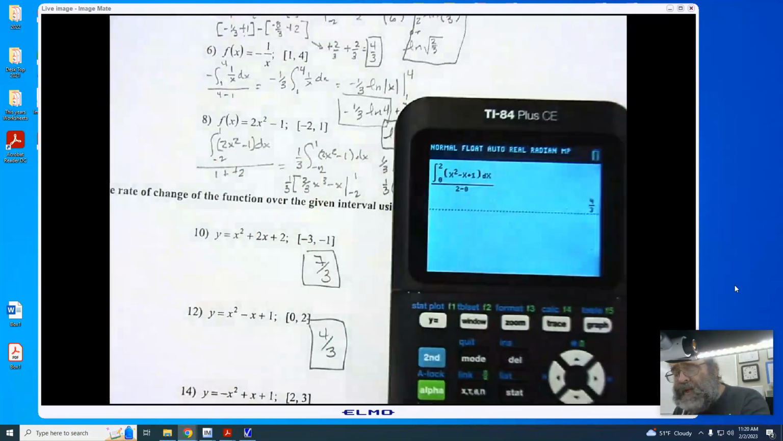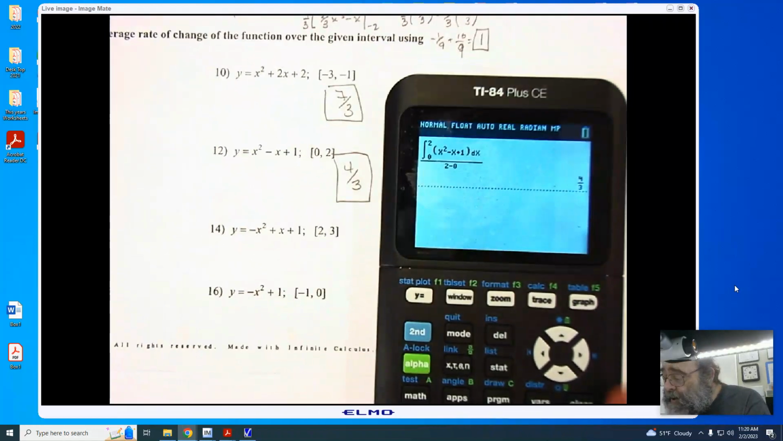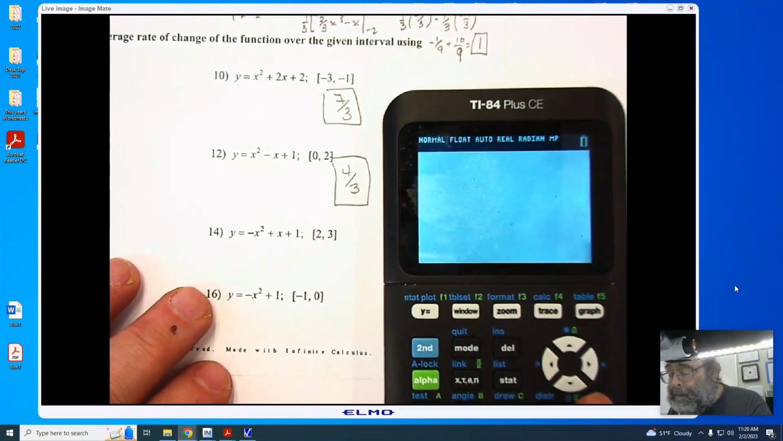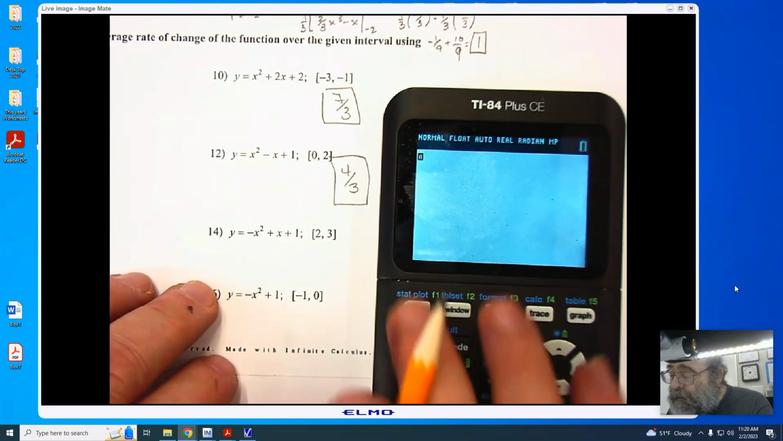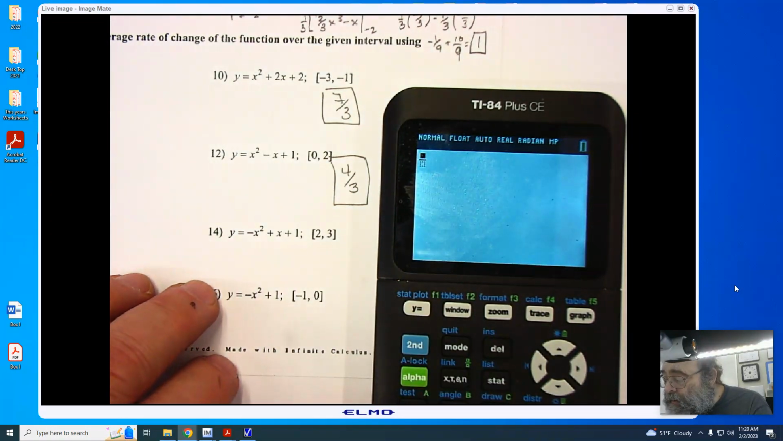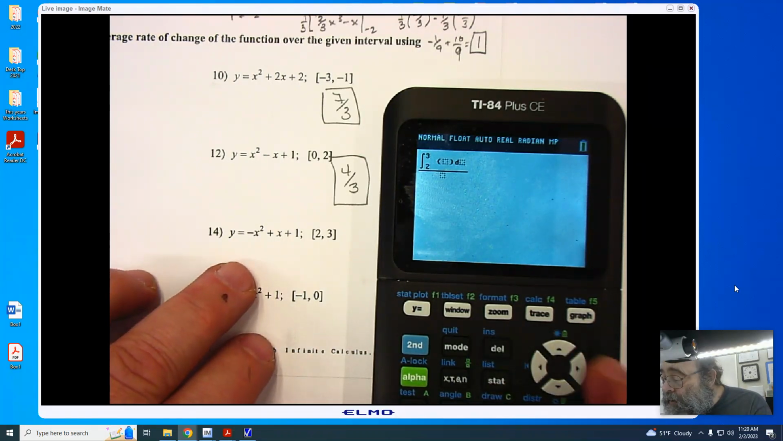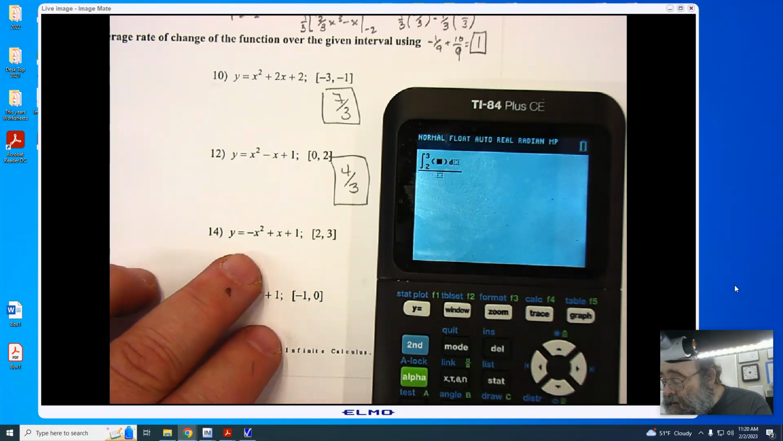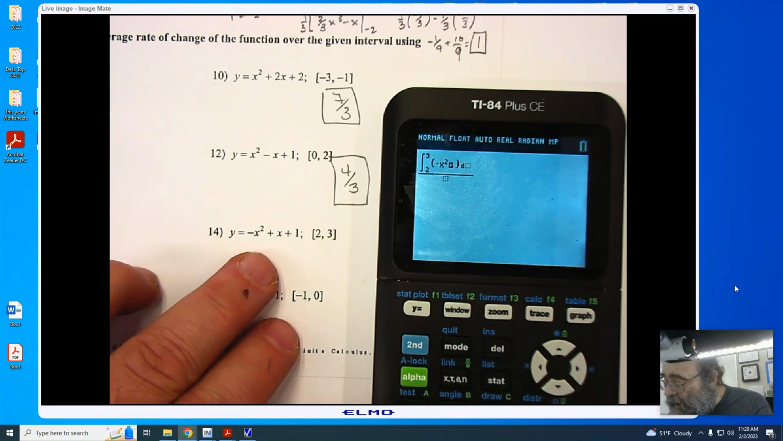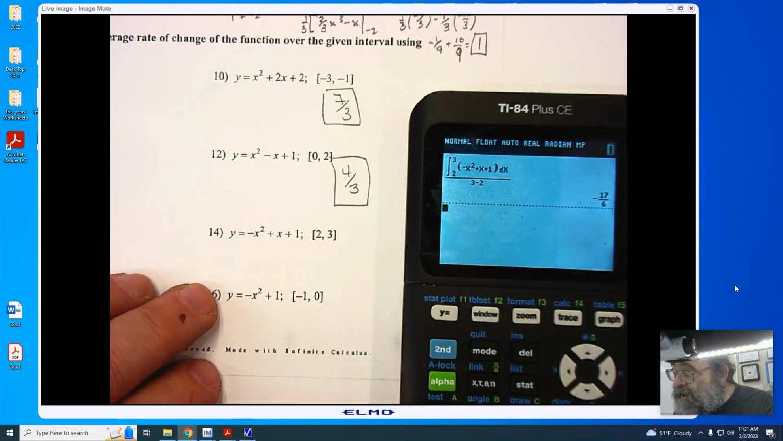Now remember, the issue with this is just practice. It just requires you to practice this and get good at it. Here we go again. Alpha y equals to get our fraction, math 9 for the integral, 2 to 3 are the limits of integration. We put in the integrand, negative x squared plus x plus 1. Oh, that's 11. Dx, and then we have 3 minus 2. We hit enter, and we get negative 17/16.